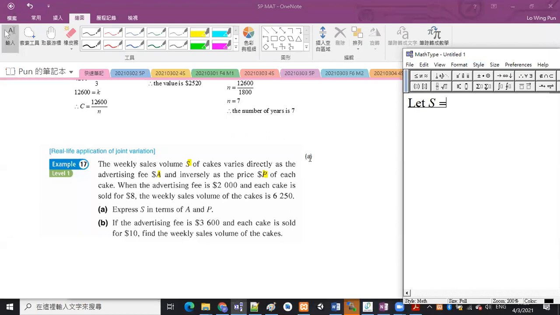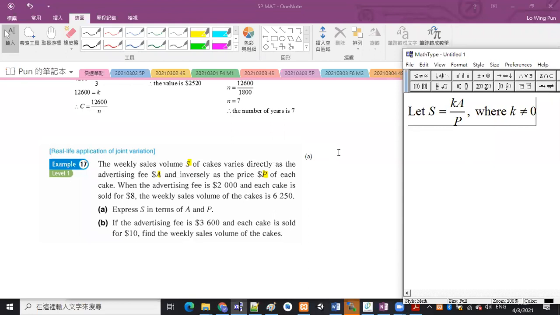S to be equal to, this time we have direct variation and we also have inverse variation. So we need a fraction and we still need a K, okay? And we have the A is in the direct variation. So the A should be on the top. And we have the P in the inverse variation. So the P should be put on the bottom of the fraction and where K is not equal to 0.